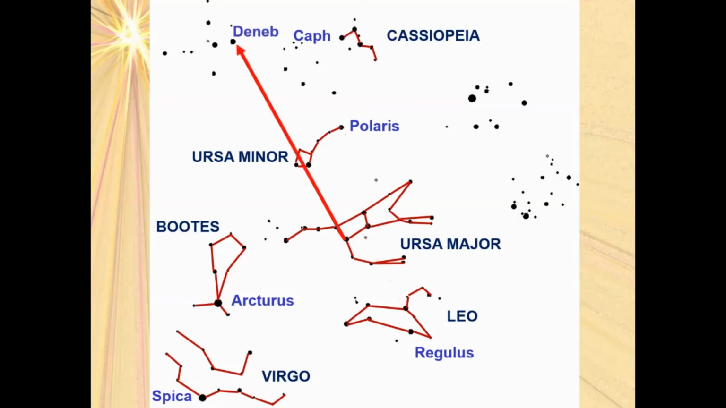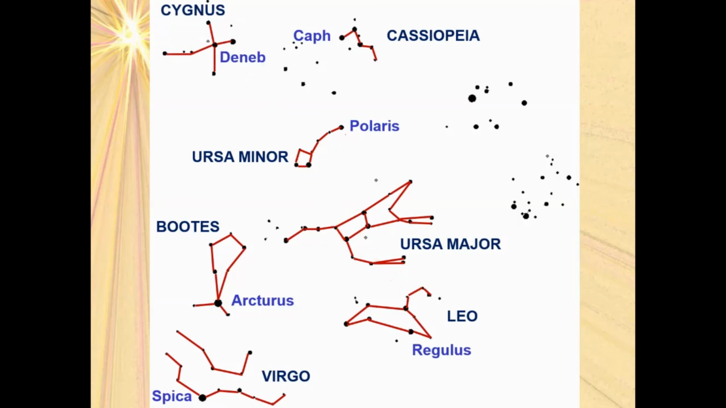And then we can also go one more. There's up on the left side of the cup. Use those two stars as pointers. Go through Polaris, and you will run into Deneb. Deneb is the brightest star in the constellation Cygnus, and Cygnus means swan.